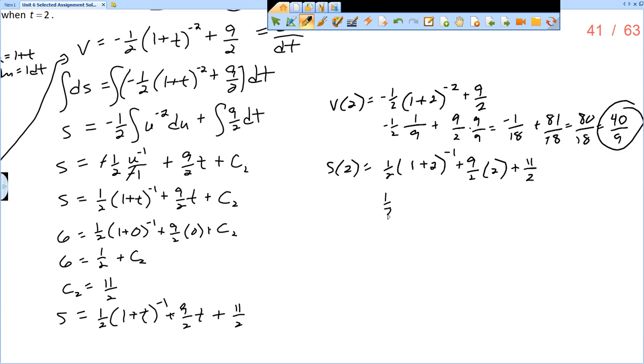All right, and then s of 2, so I have 1/2 times (1 plus 2) to the negative first, that would be 1/3, plus 9 halves times 2. So I'm just going to write this as 18 halves. Yes, I know the 2's reduce, but now I need a common denominator of 6. So I'm going to multiply this by 3 over 3. All right, and so I'm going to end up with 1/6 plus 3 times 18 is 54 over 6. And so this gives me 55 over 6, which, something seems wrong here.